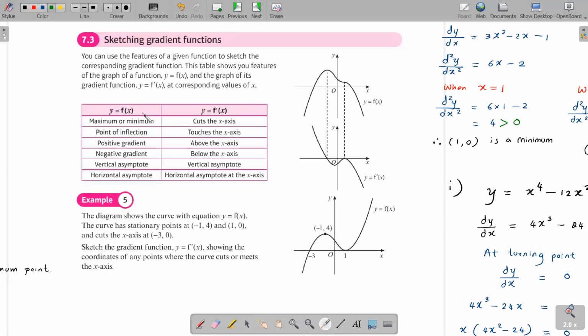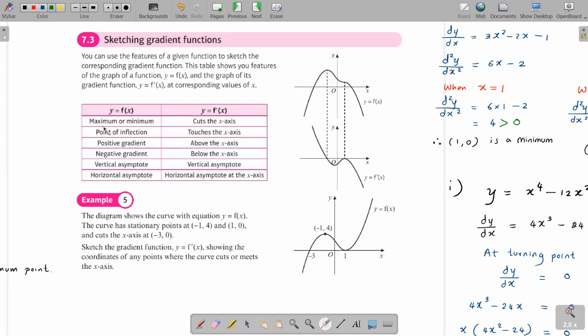Okay, so this is the y table and this is the gradient table. Basically, you can look at your f(x) graph and convert it to the respective gradient graph without doing any calculation. You need to be able to draw the gradient graph without doing any calculation. So let's see how we can draw it without doing any extra work.